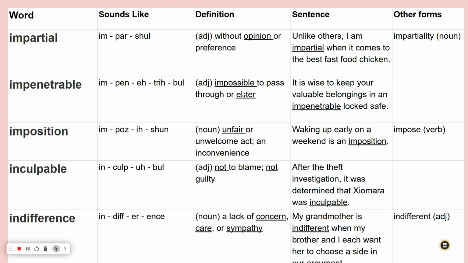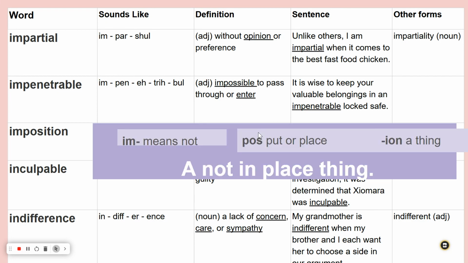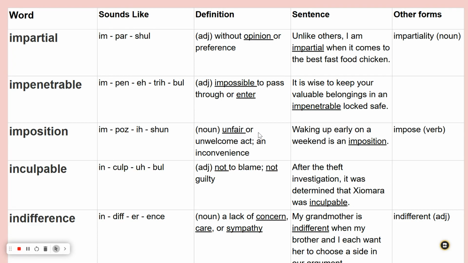So it says unfair or unwelcome act and inconvenience. This word inconvenience fits quite a bit, a not in place thing. If it's not in its place, it's probably bothering someone. It's probably inconvenient or in someone's way. So, in that sense, it does fit here. Unfair or unwelcome act and inconvenience.